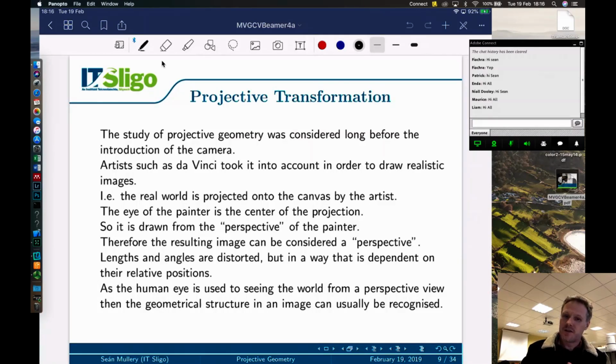So as the human eye is used to seeing the world from a perspective view, admittedly with two eyes, and therefore we have some idea of depth there, but we're used to seeing a perspective view, so then the geometrical structure in an image can usually be recognized as well. So when we look at an image, we normally have a good idea of what's far away. Now I'm sure many of you have seen lots of examples where you can be fooled into thinking that it's something else. Where you have a chair off in the background, but it's actually a small little chair or something like that. And from one particular perspective of the camera, it looks a certain way. But as soon as you move the camera, it then looks differently, and the human visual system immediately recognizes that it wasn't quite what it appeared to be.